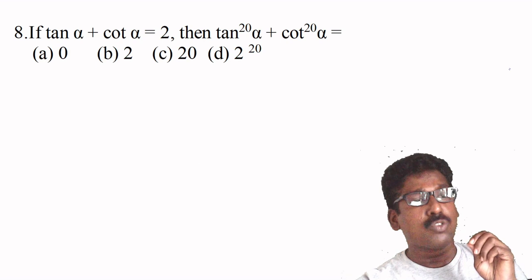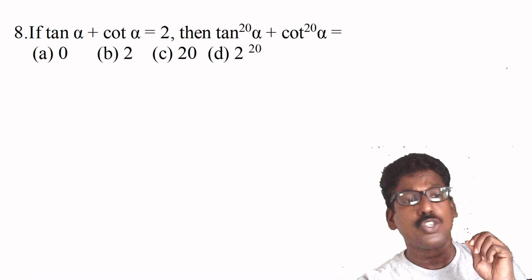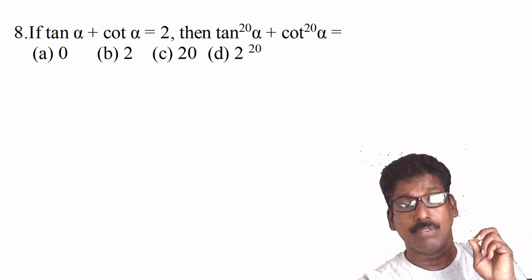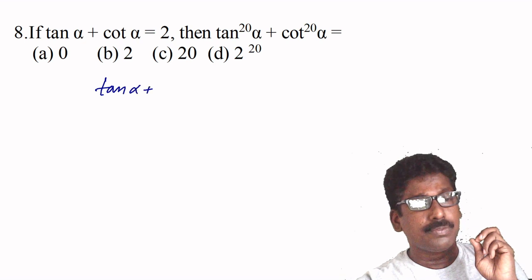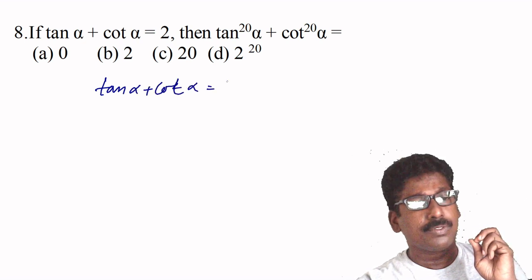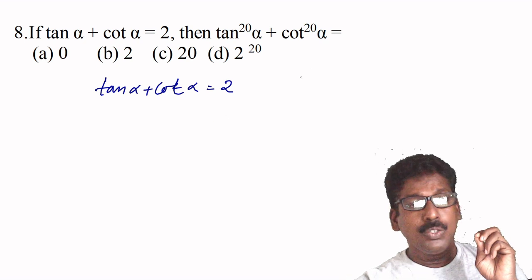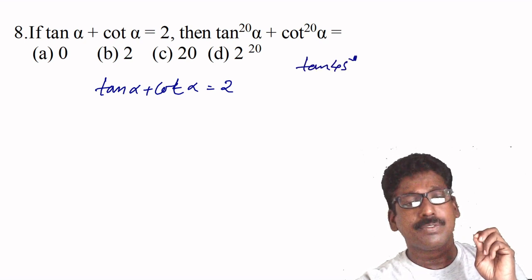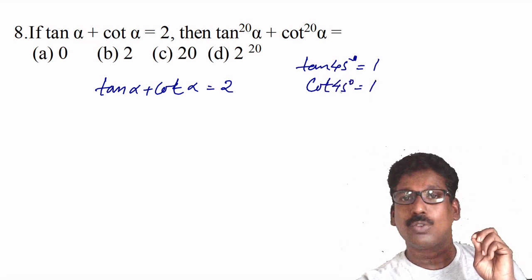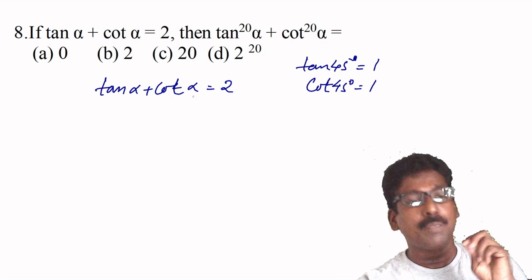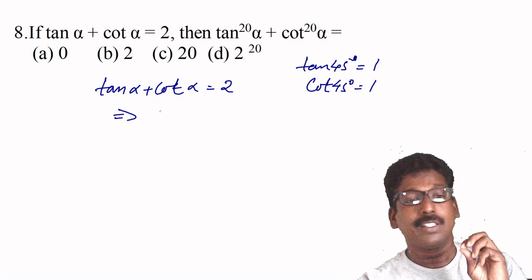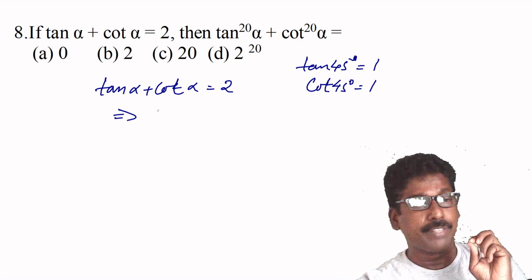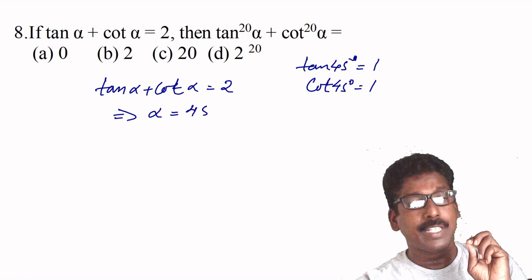If tan alpha plus cot alpha is equal to 2, then tan raised to 20 alpha plus cot raised to 20 alpha. Here you know tan alpha plus cot alpha is equal to 2, given. You know what is tan 45? Yes, it is 1. What is cot 45? That is also 1. Then tan alpha plus cot alpha implies 1 plus 1, that is tan 45 plus cot 45. Here alpha you can take as 45 degrees.